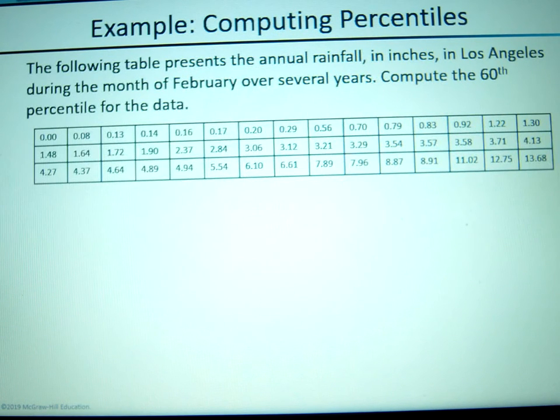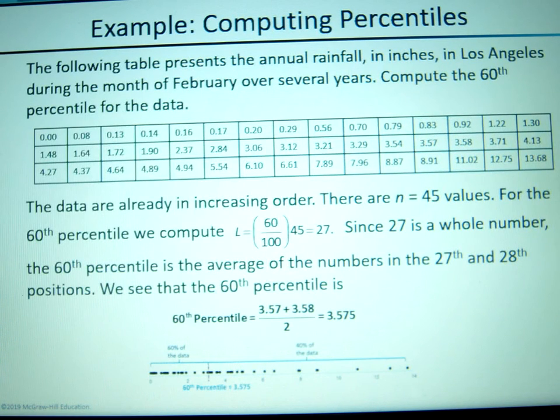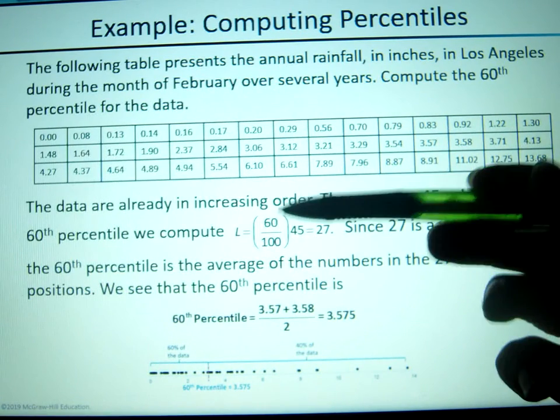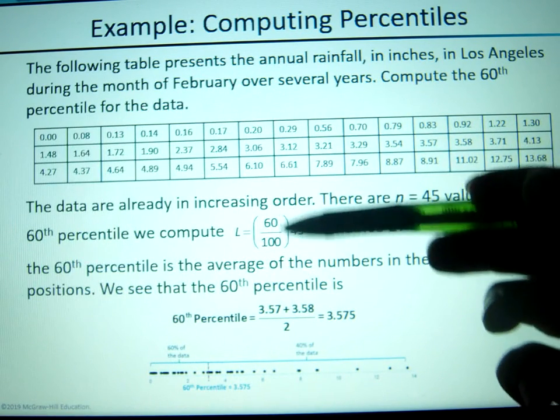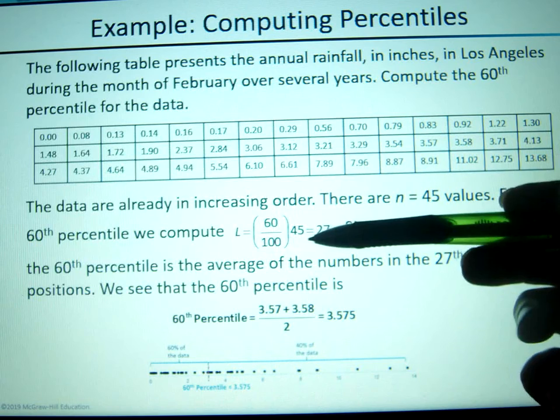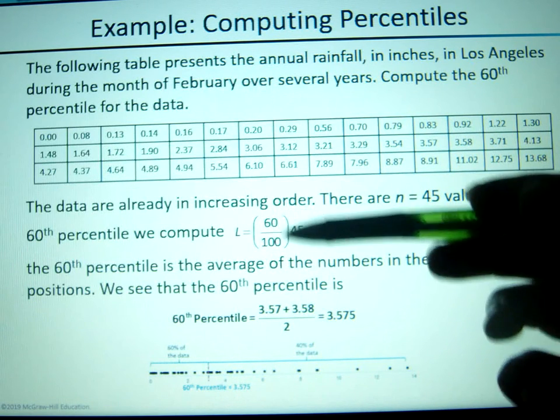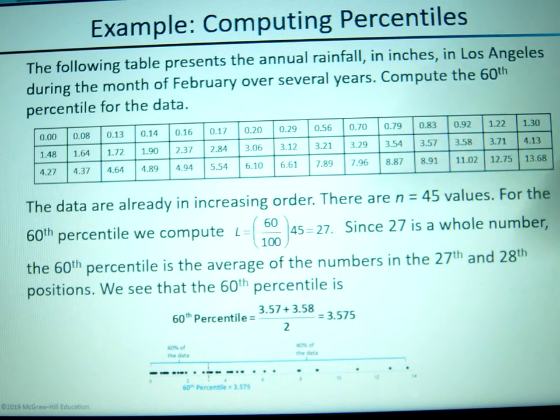Here we have the rainfall in inches in Los Angeles during the month of February over several years. So we're going to compute the 60th percentile for the data. It's already in increasing order, and there are 45 values. So for the 60th percentile, we're just going to take our 60 over 100. Again, this changes it to a percentage. Multiply it by the 45 pieces of data I have, and I got 27.